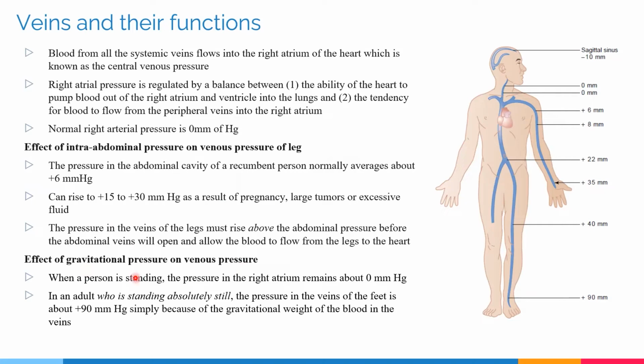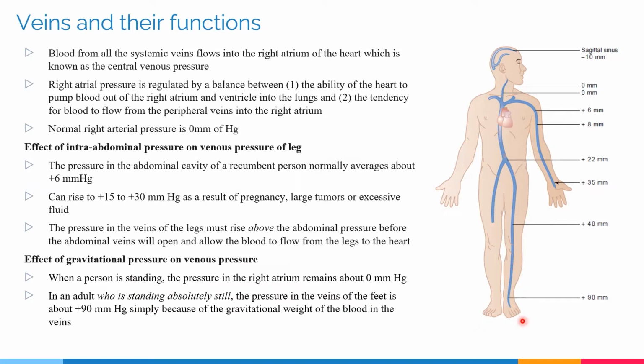The gravitational pressure also has an effect on venous pressure in different parts of our body. When the person is standing, the pressure in the right atrium remains around 0 millimeters of mercury. In an adult who is standing absolutely still, the pressure in the veins of the feet is about 90 millimeters of mercury simply because of the gravitational weight of the blood in the veins. So the blood present in the venous tree also has a weight that is exerted as we go down the venous tree to the legs themselves.